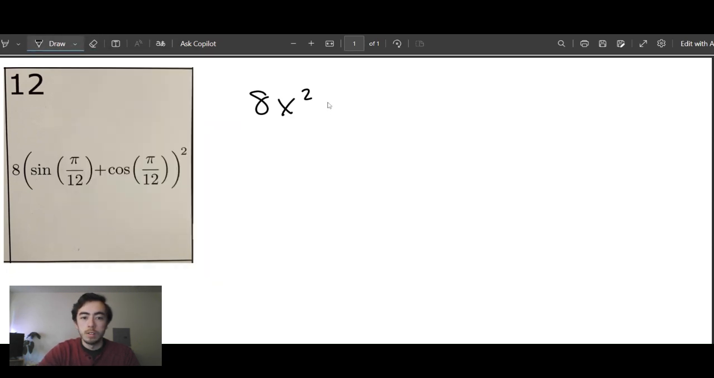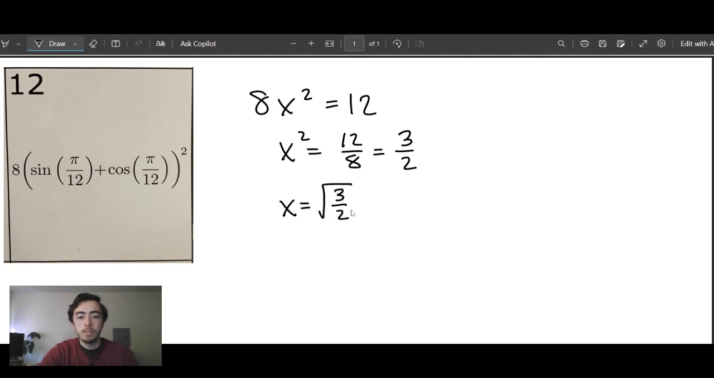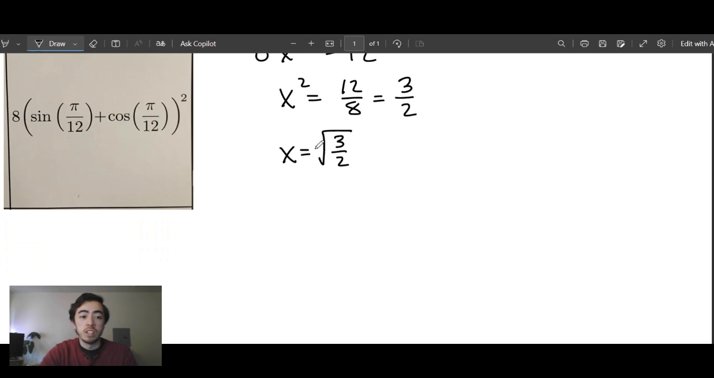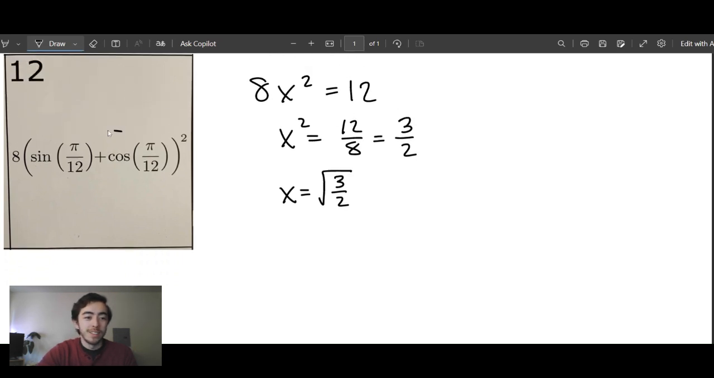Let's see. So looks like x squared is going to be 12 over 8. I could reduce that fraction just a touch to get 3 halves. And so it looks like x is going to be the square root of 3 halves. And I just need to set out and prove how I can make this the same thing as the square root of 3 halves. I think what I want to do first is take this and treat it as a function, as in I could put in any input here, and then try to simplify it.